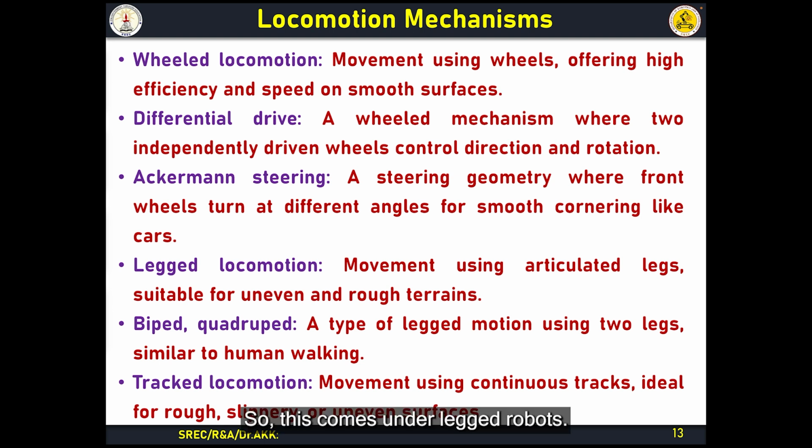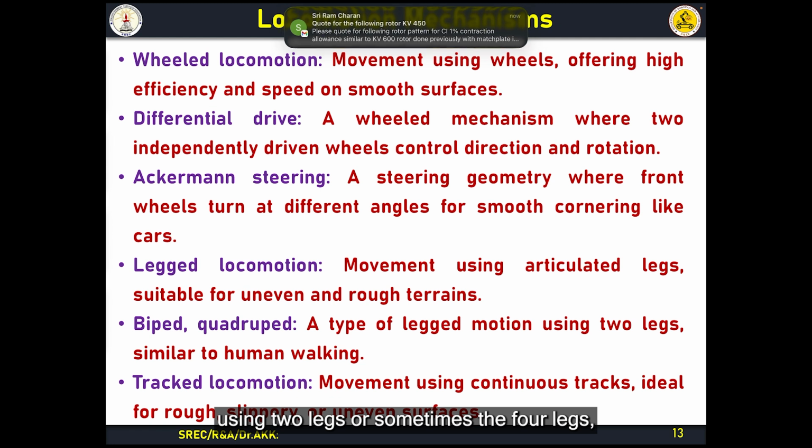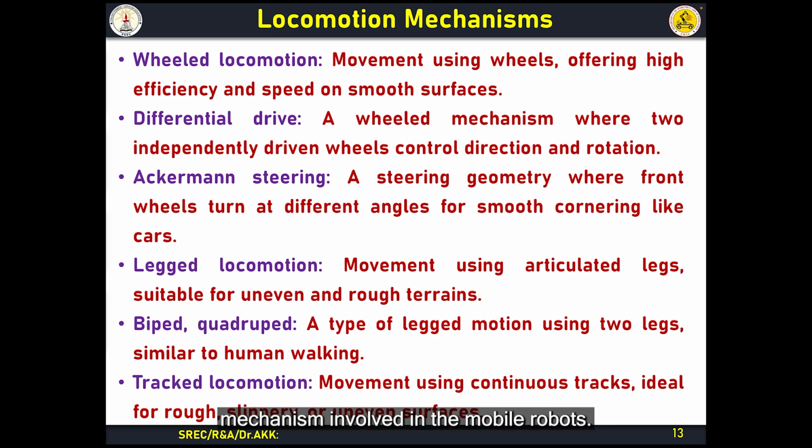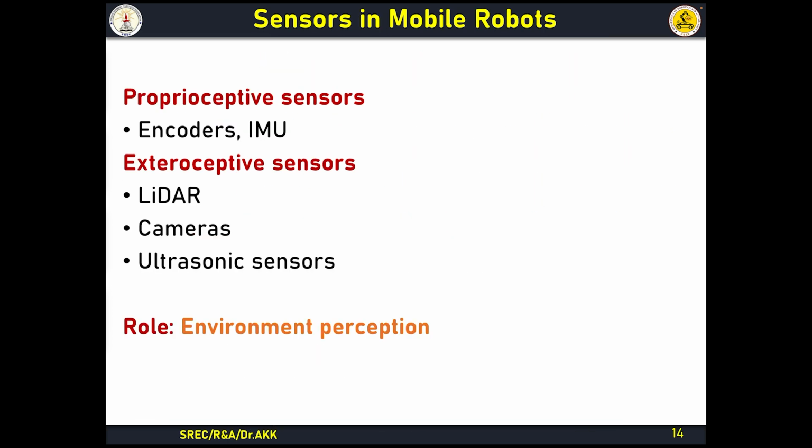Differential drive. So here a wheeled mechanism where two independently driven wheels control direction and rotation is employed. Ackermann steering, a steering geometry where front wheels turn at different angles for smooth cornering, like in some cars where it has been employed. Leg locomotion, movement using articulated legs, suitable for uneven and rough terrains. So this comes under legged robots. Biped and quadruped, a type of legged motion using two legs or sometimes four legs, six legs, similar to a human walking. And track locomotion, movement using continuous tracks, ideal for rough, slippery or uneven surfaces. We can go for these types of track locomotion. So these are all the possible locomotion mechanisms involved in mobile robots.